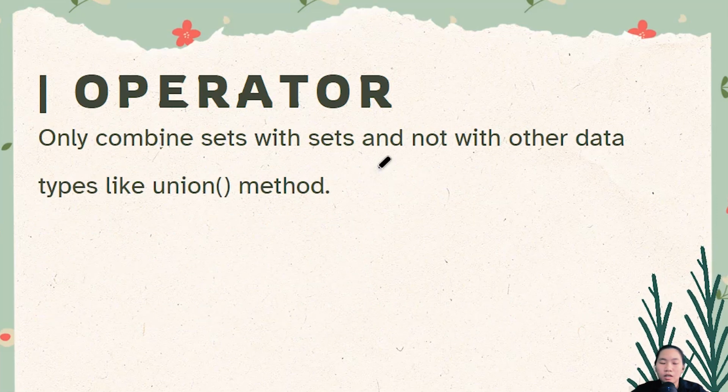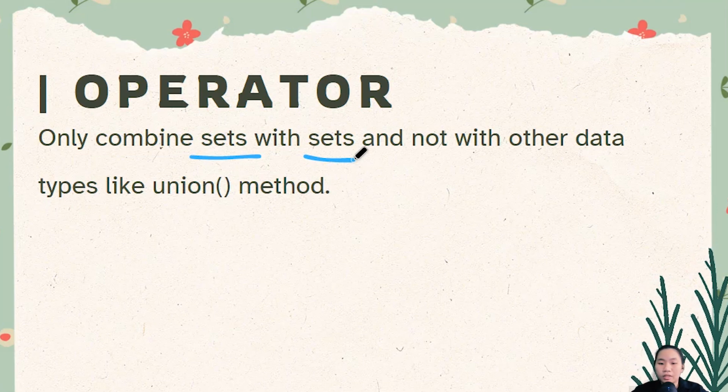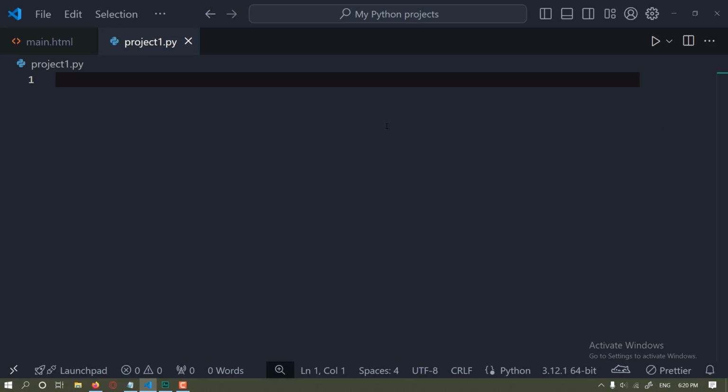Okay? Now, one thing about this operator is that it only combines sets with sets. It's very restrictive. It's short and clean, but restrictive, and it doesn't work with other data types. Whereas union is a little bit longer, but you can combine the sets with a list, a tuple, a dictionary, whatever you want.